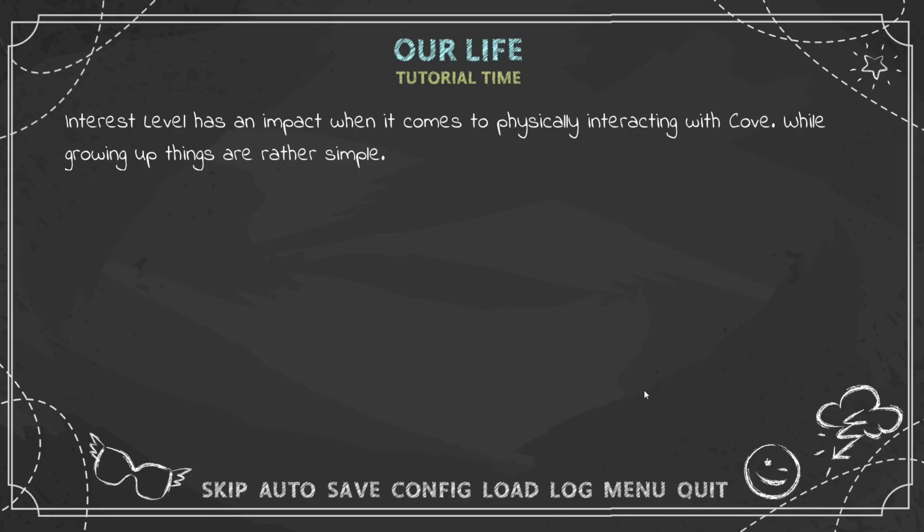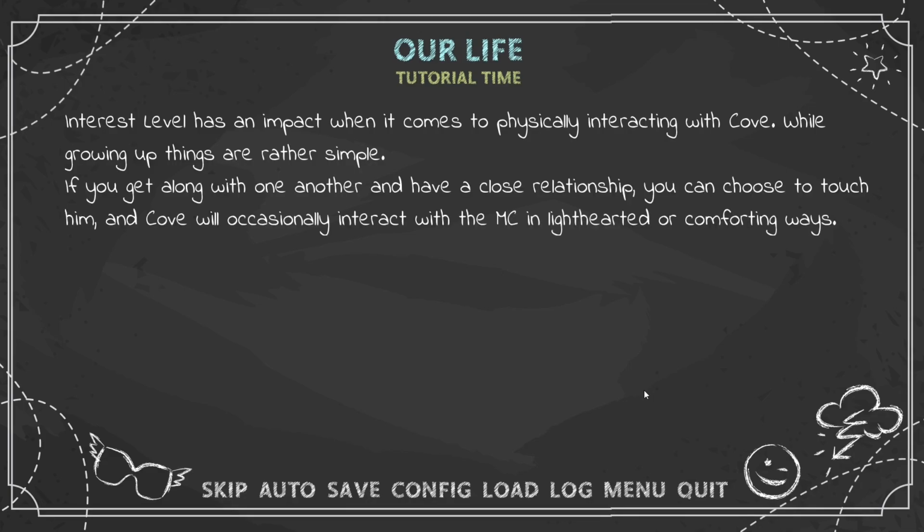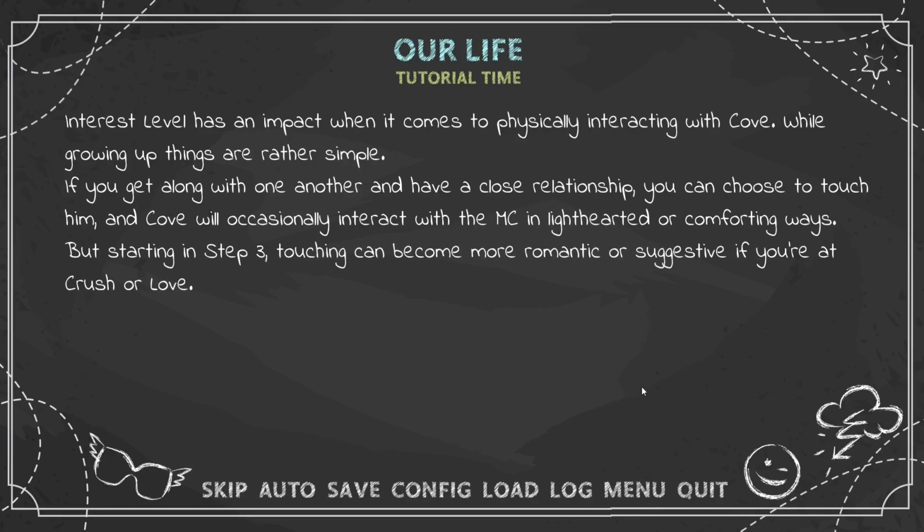Interest level has an impact when it comes to physically interacting with Cove. While growing up, things are rather simple. If you get along with one another and have a close relationship, you can choose to touch him, and Cove will occasionally interact with the MC in lighthearted or comforting ways. Starting in step 3, touching can become more romantic or suggestive if you're at crush or love.